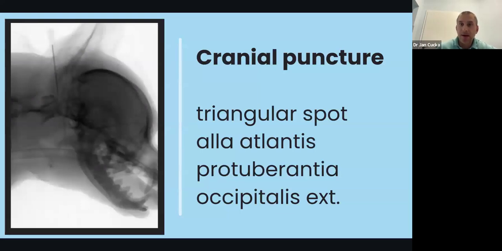Cranial puncture. There's also a triangular spot. We put our fingers on the wings of the atlas from both sides, and the protuberantia occipitalis externa. I will show you on the next slide. For small dogs, I use a normal black hypodermic needle. For larger dogs, I use the spinal needle, as I showed you on the slides before.